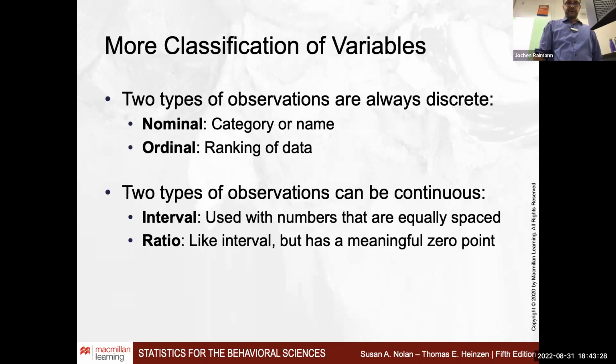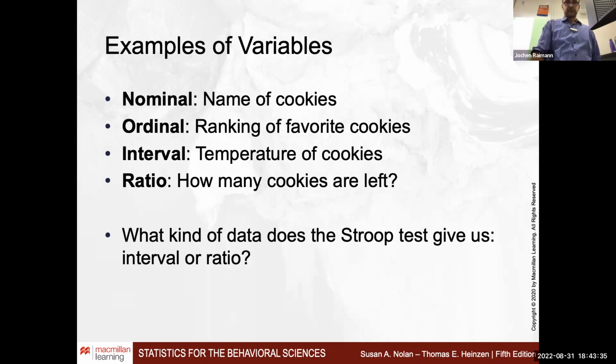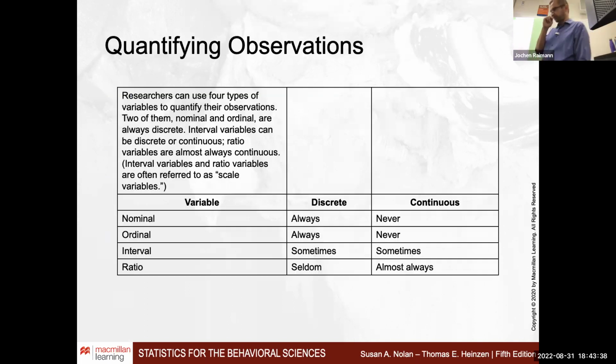We talked about that. Nominal, ordinal, interval, ratio, like interval, but it's meaningful 0. Talked about that. Talked about the cookies. And now it's getting a little tougher. So we talked about discrete and continuous. We talked about nominal, ordinal, interval, and ratio. A nominal is always discrete and never continuous. It can't be continuous. It can't be made continuous. It's impossible to make it continuous in any shape or form.